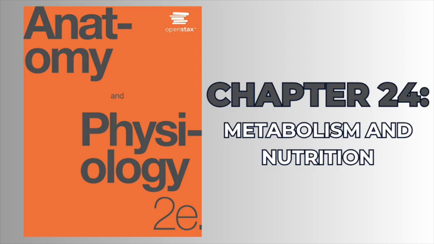Glycolysis can be expressed as the following equation: glucose plus 2 ATP plus 2 NAD plus 4 ADP plus 2 Pi right arrow 2 pyruvate plus 4 ATP plus 2 NADH plus 2 H plus.